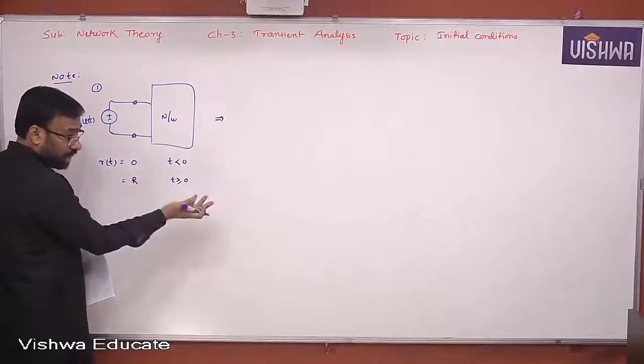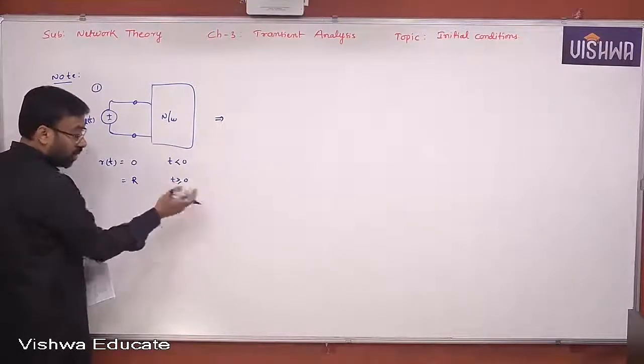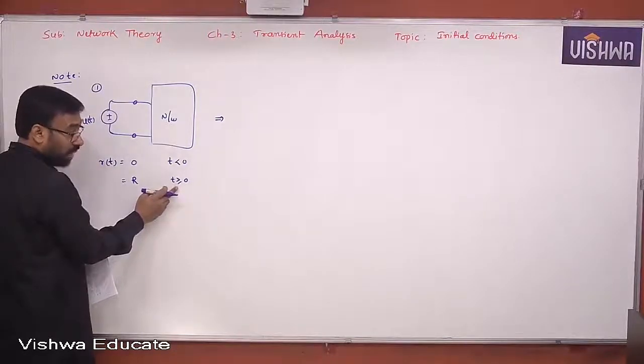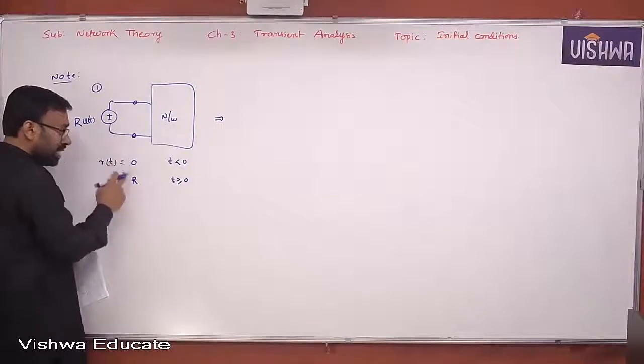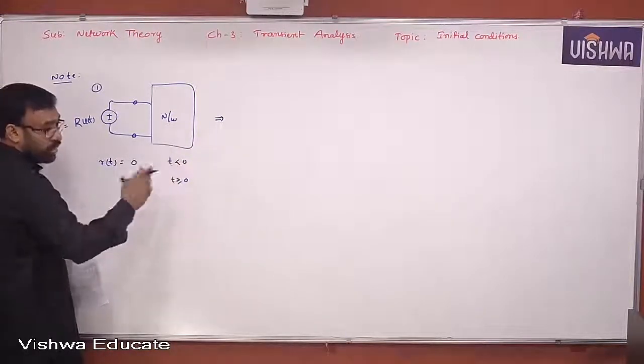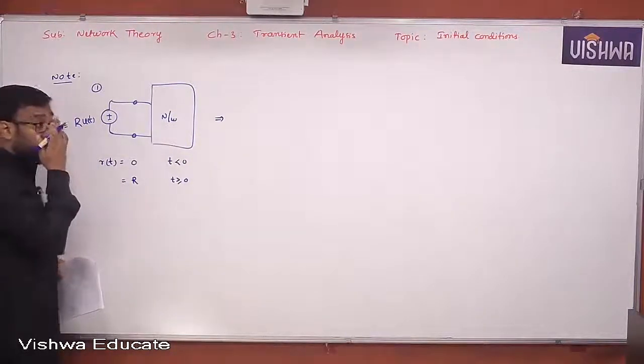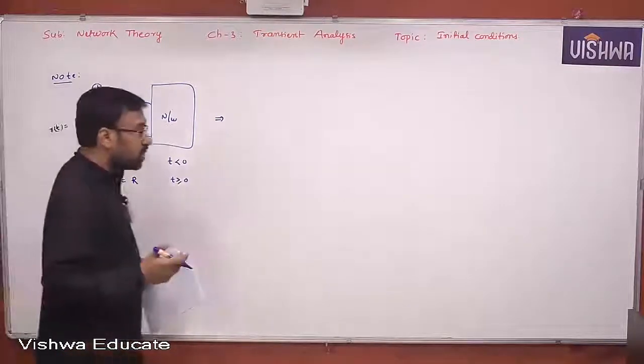Now, once the switching operation has taken place, for t greater than or equal to 0, that means at t equal to 0, the switching operation takes place. Now, the input given to the network is how much? Capital R. Using this information, I would like to use a switching operation here. How do you do that? What are the various ways you have?